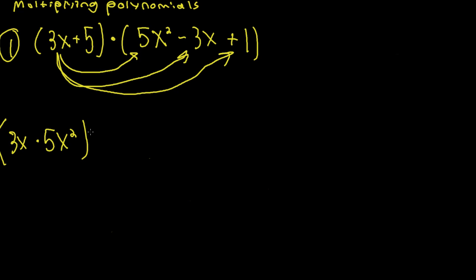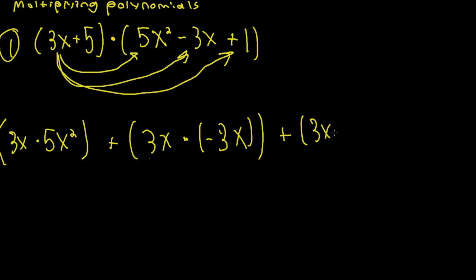So I have 3x times 5x squared plus 3x, and we're multiplying 3x times negative 3x. That might be too many parentheses going on. We'll write it out. All I did here was I have 3x times my negative 3x. Then I have 3x times 1 plus 3x times 1.